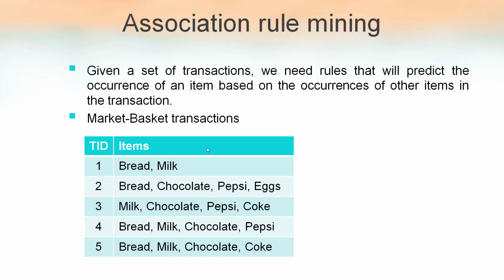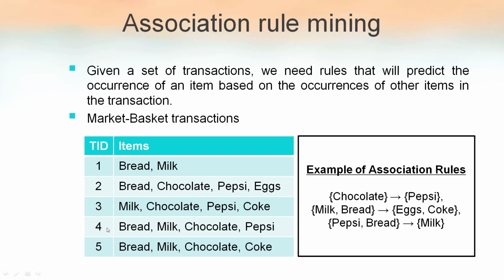Next is association rule mining. Here you can see the database of the transactions. Total 5 transactions are there, meaning here you can see the 5 baskets, 1, 2, 3, 4, 5. Customer 1 is buying bread and milk. Customer 2 is buying bread, chocolate, Pepsi, eggs. Customer 3 is buying milk, chocolate, Pepsi, Coke. Likewise customer 4 and customer 5.